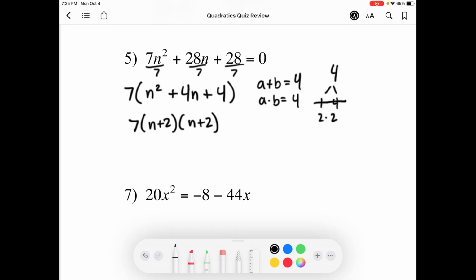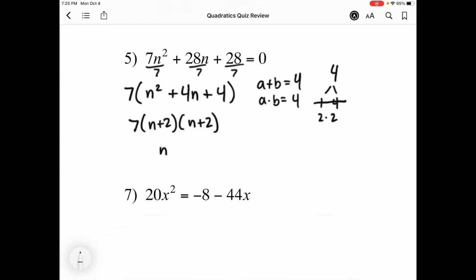And so we're going to set the factors equal to 0. And remember, the factors are just the numbers that have the variable. This 7 doesn't have a variable, so we don't have to do anything with that. And since these are the same thing, we only have to do it once, right? I only have to do n plus 2 equals 0 once. It would just be redundant if I do both of them. So the next thing I'm going to do is subtract 2 from both sides. And I get n equals negative 2.